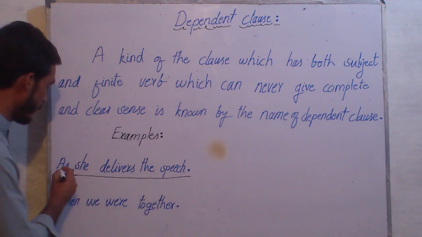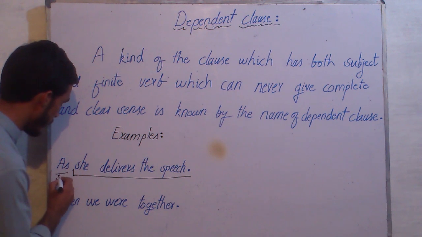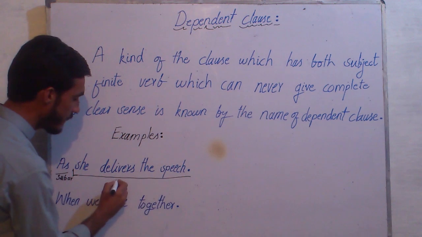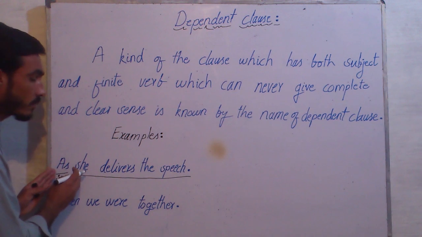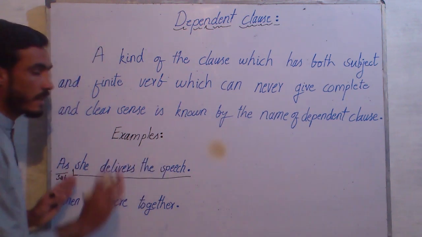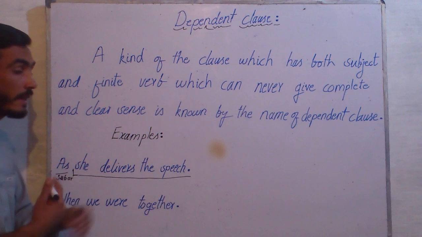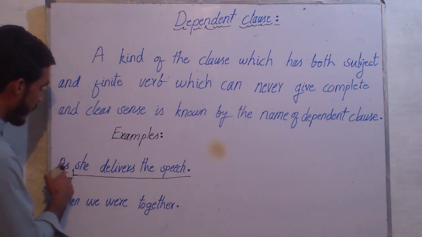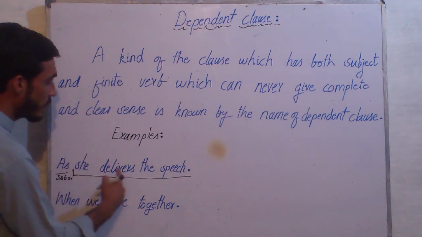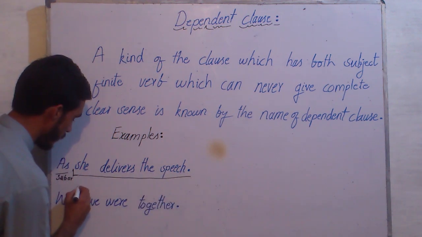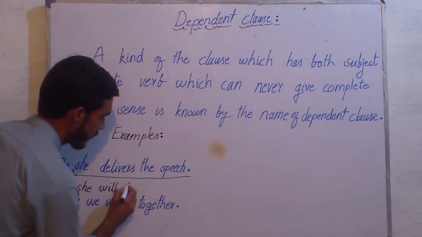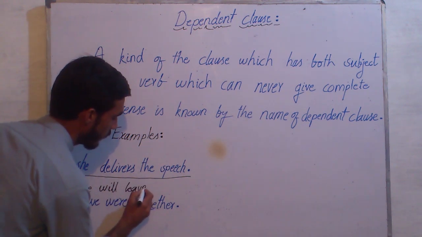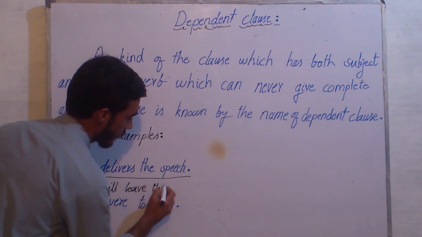Such as here we have this example, in this we are having a subordinating conjunction. Then our completely independent clause, meaning here it gives complete meaning, but as we have connected a subordinating conjunction with it, now it does not give clear and complete sense. Now it needs something else to be completed. And that would be an independent clause. As she delivers the speech, she will leave the stage.